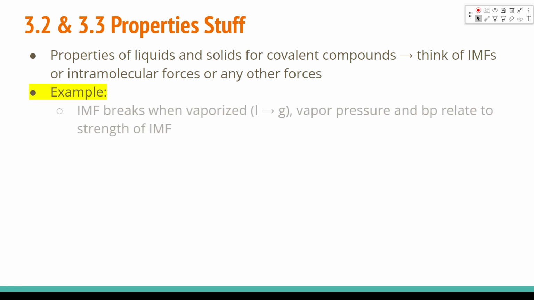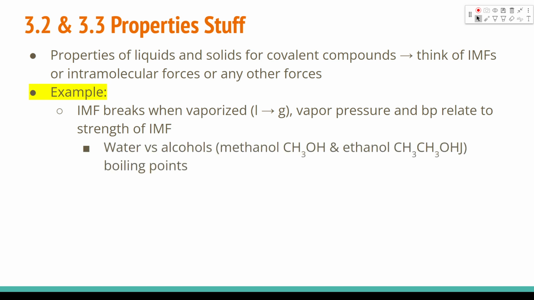So an example of this is when we have general covalent compounds. The IMFs are breaking, so we have those interactions between two molecules or more, obviously, and they break when they become vaporized, so going from a liquid to gas. This will relate to vapor pressure and boiling point, which again relates to the strength of the IMF.